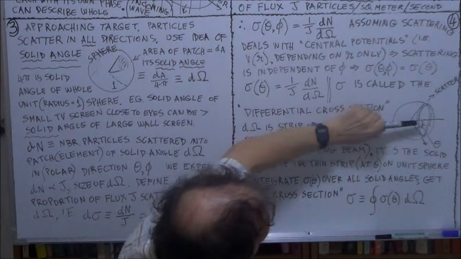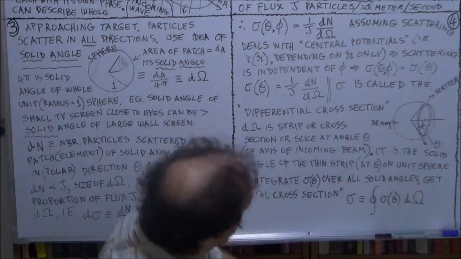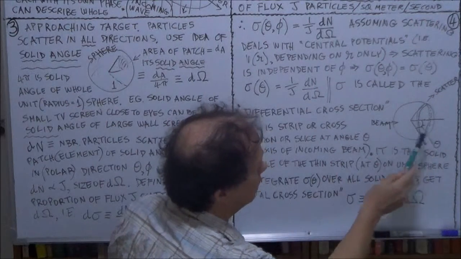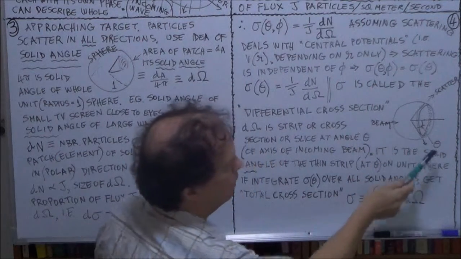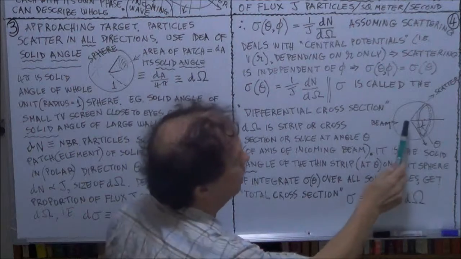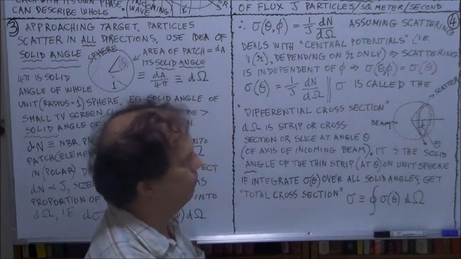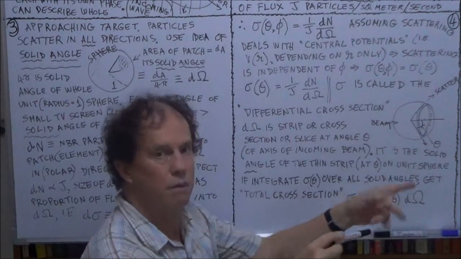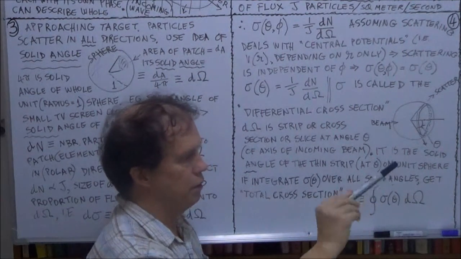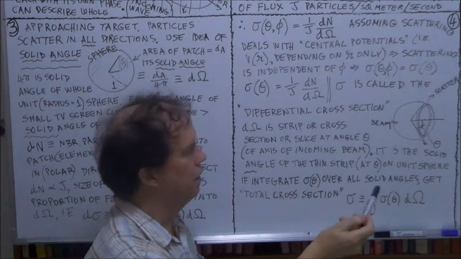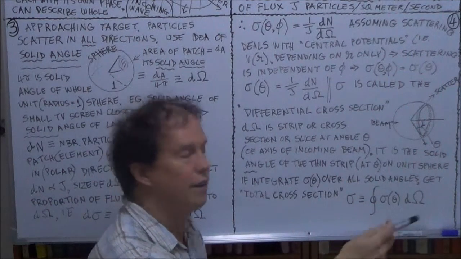Here's your incoming beam along the x-axis, and let's say you get a scattering at this angle here. So imagine the particles scatter at this angle theta. This angle theta is the angle between the x-axis and the scattering direction. Now, because the potential is a function of r only, you're equally likely to be scattered for a given theta in any phi, in effect.